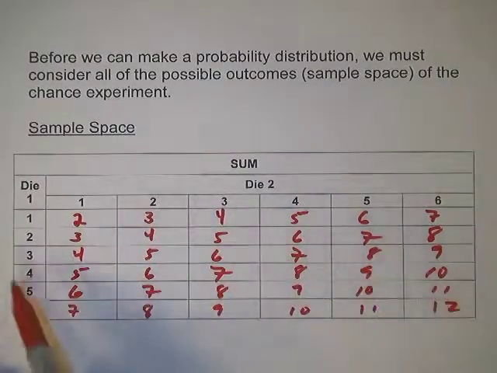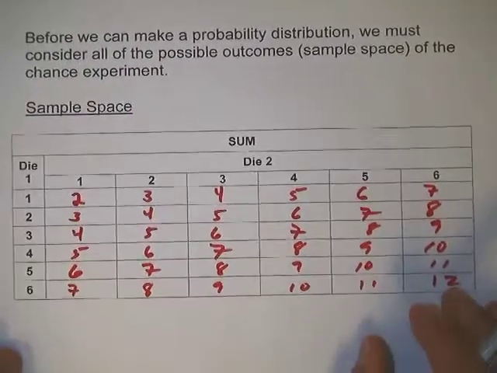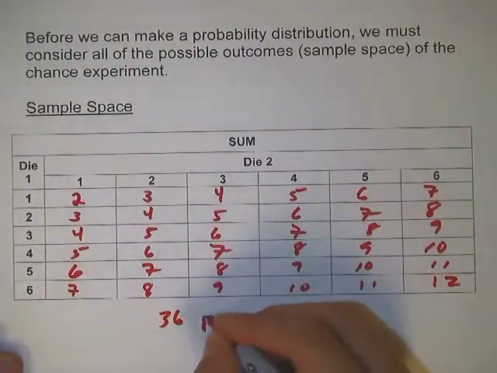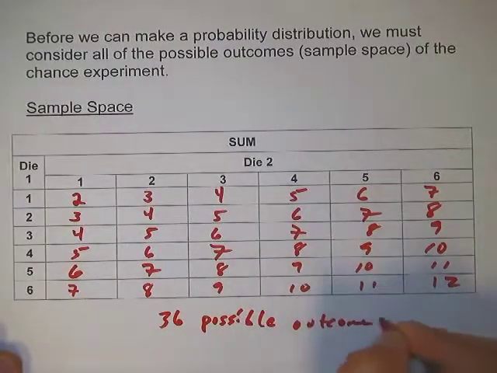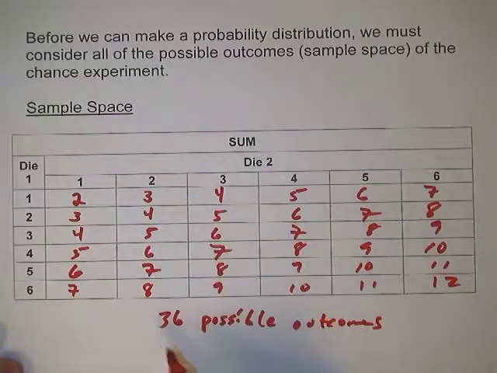We can also see that there are 36 possible outcomes. So 36 possible outcomes. So if we're calculating theoretical probability of a certain sum, it's always going to be out of 36.